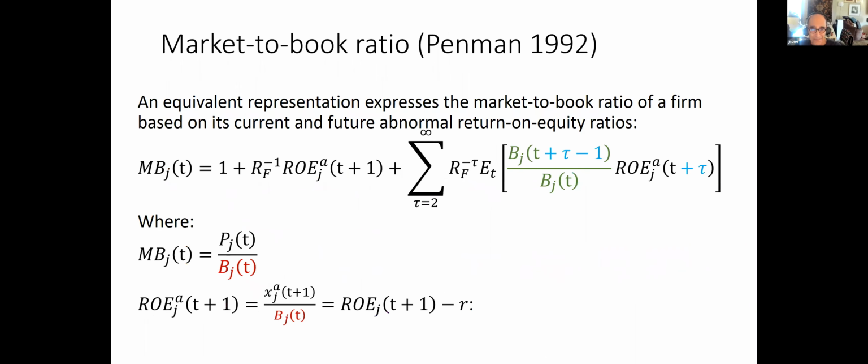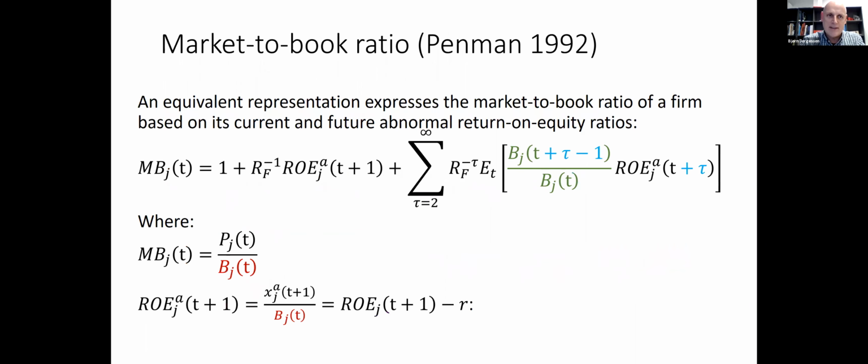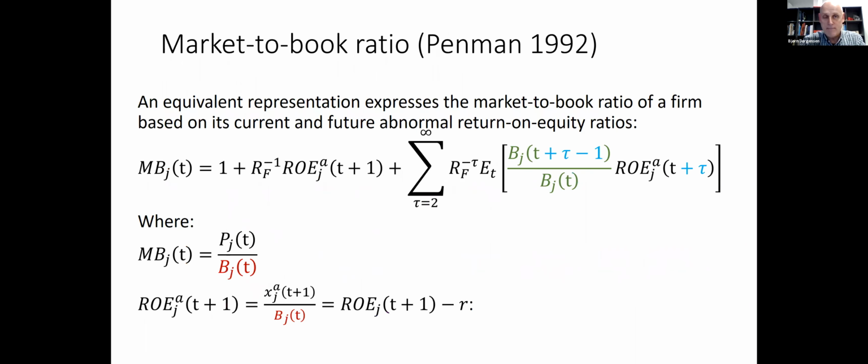Yes. So here's what we're going to do. We're going to follow Penman's paper, and we're going to divide book value through in each of the terms here to get the market to book on the left-hand side, price divided by book. That's the MB, market to book. And what does it equal? Well, it equals 1 plus the discounted value of the future abnormal return on equity. And what's the abnormal return on equity? It's the return on equity less the cost of capital in percent, which is the threshold at which we should evaluate it.